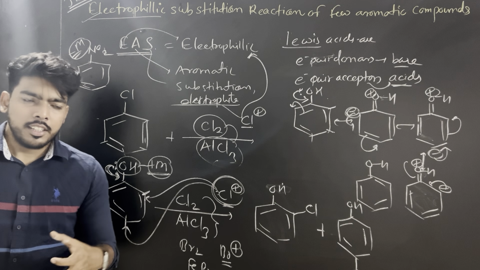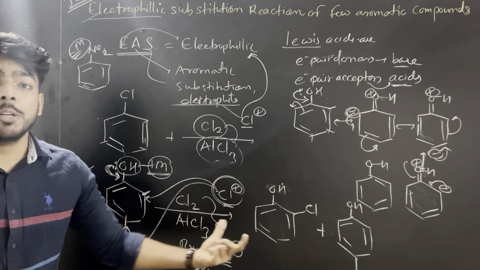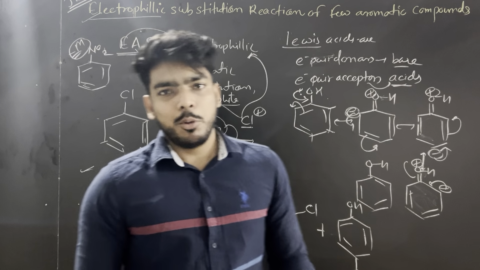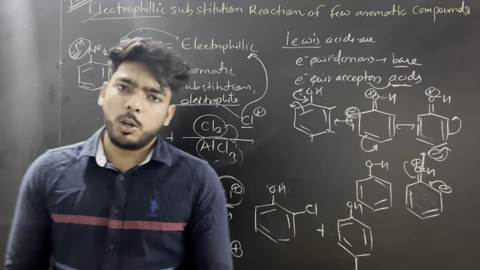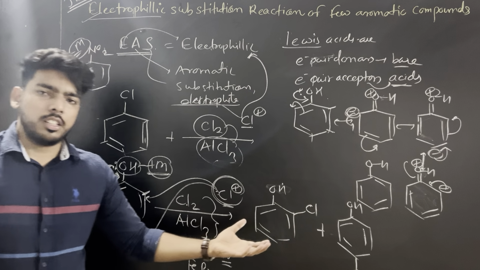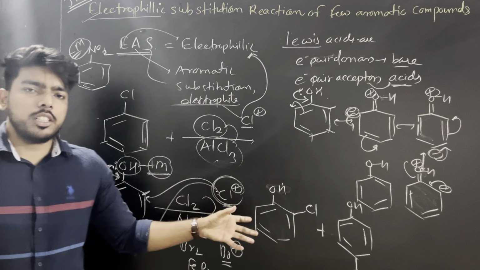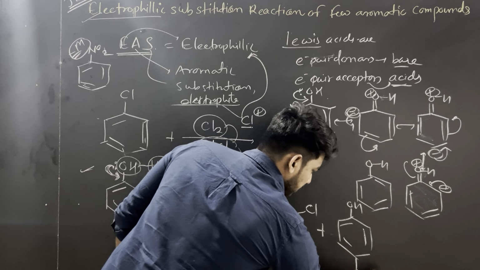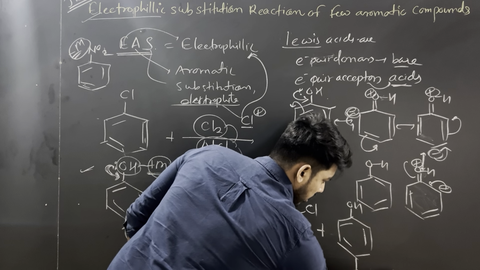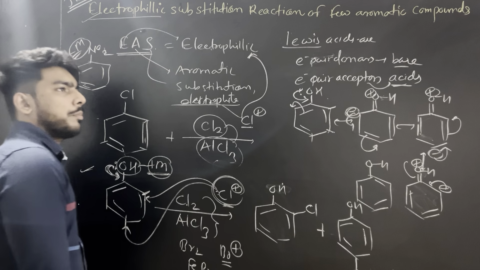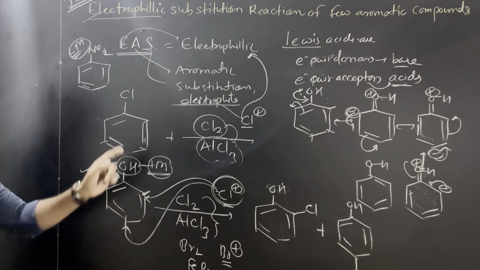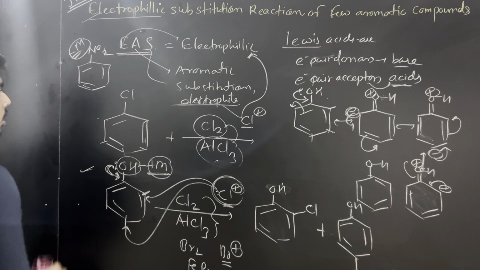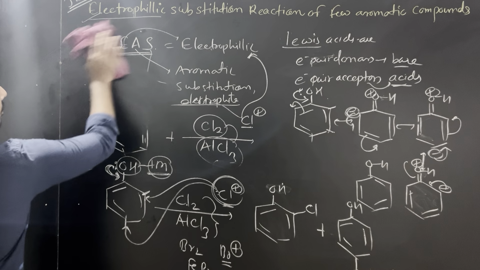Now the question arises, which among them is the major product? JEE and any other exam are only concerned about the major products. They won't ask you about minor products, because we are not interested in minor products. We just have to know which product is going to be the major product. So remember that the para product is our major product. And why is para the major product? I'm going to explain this.